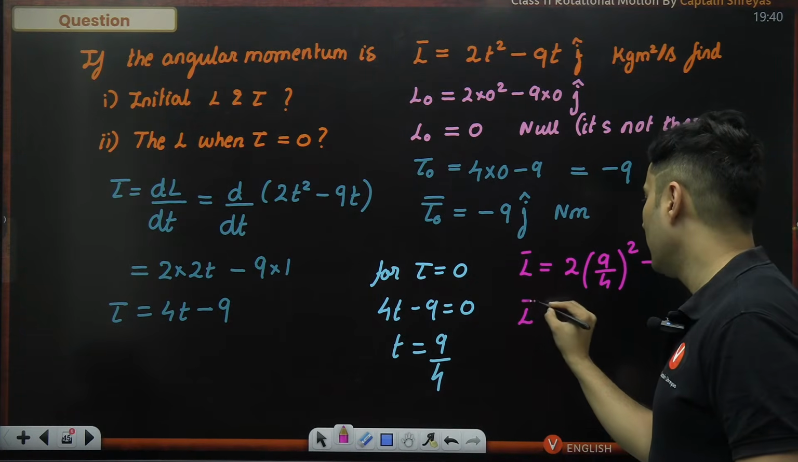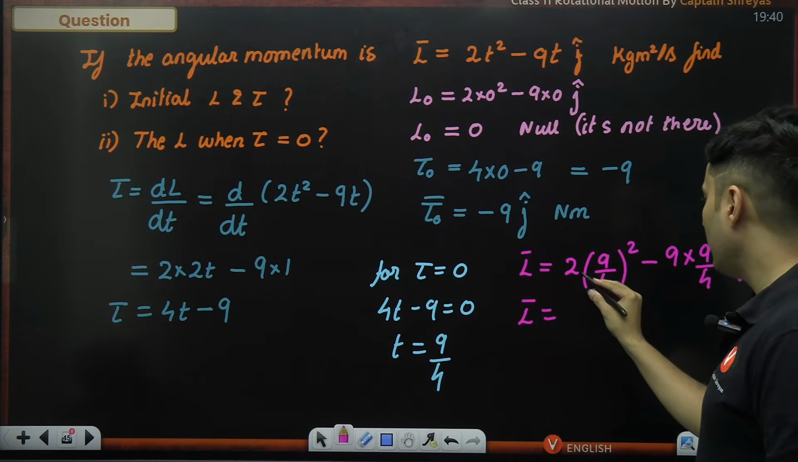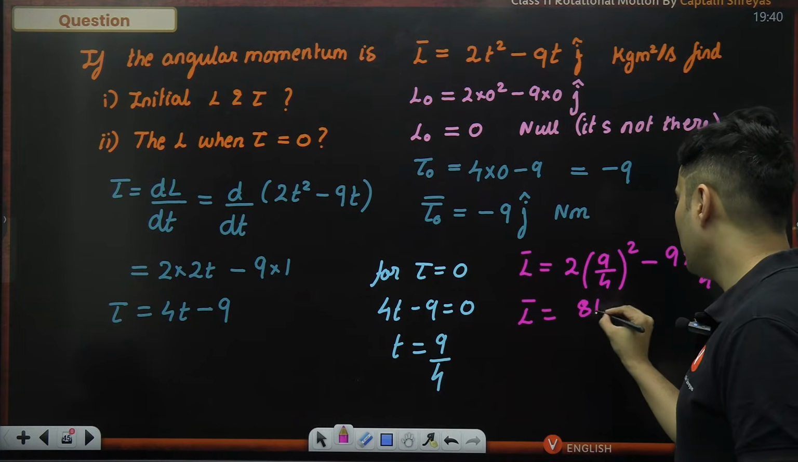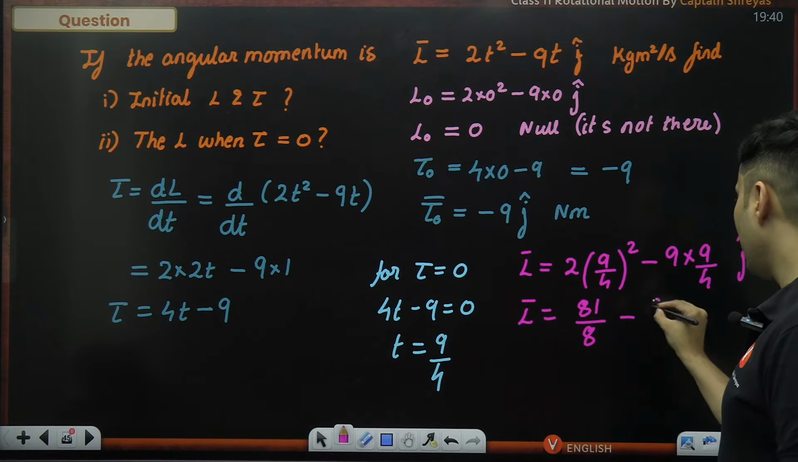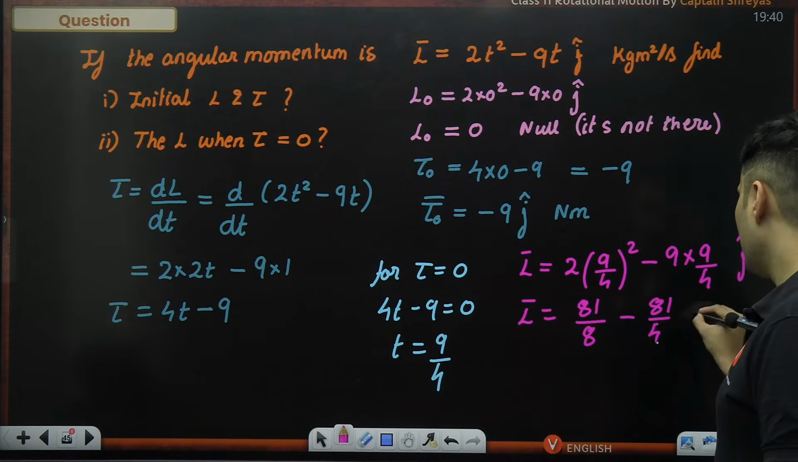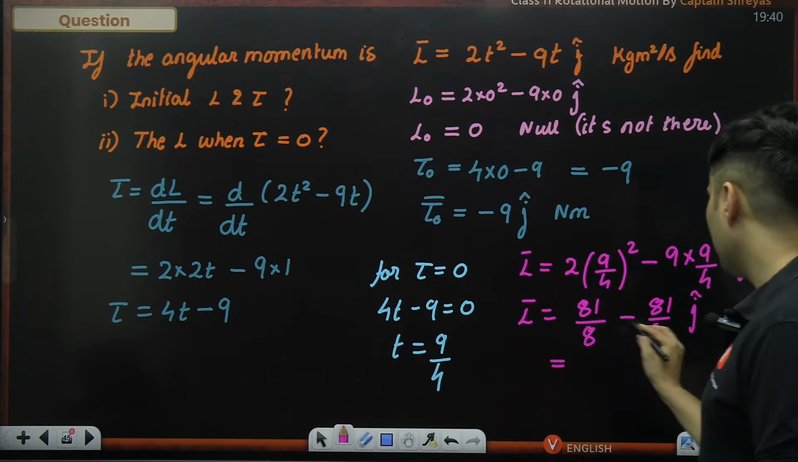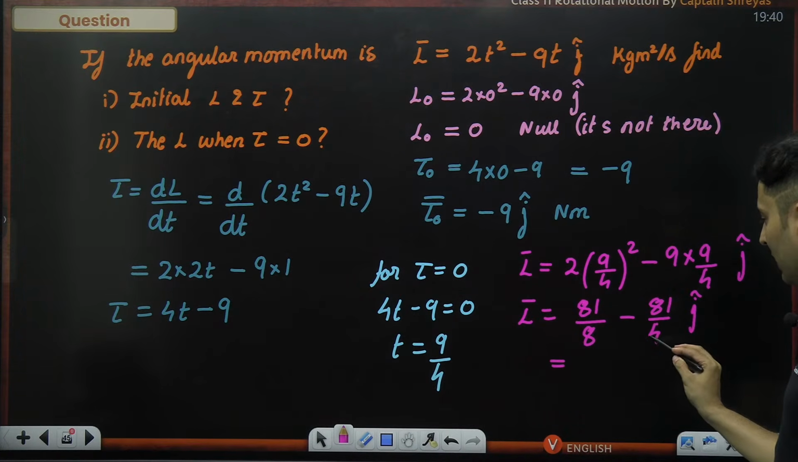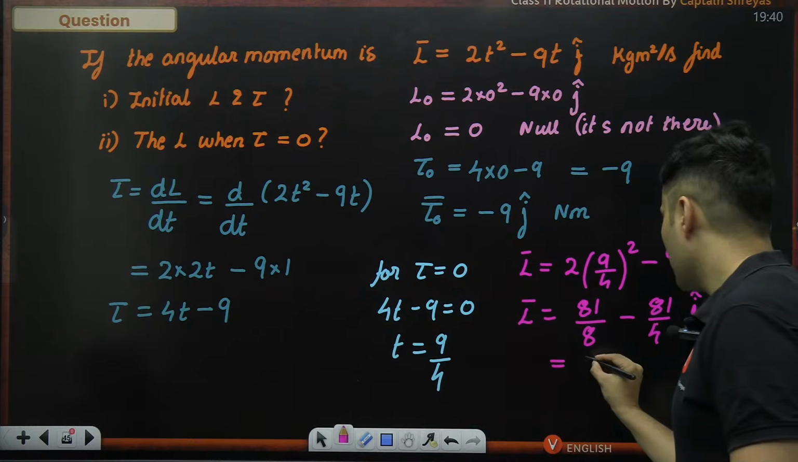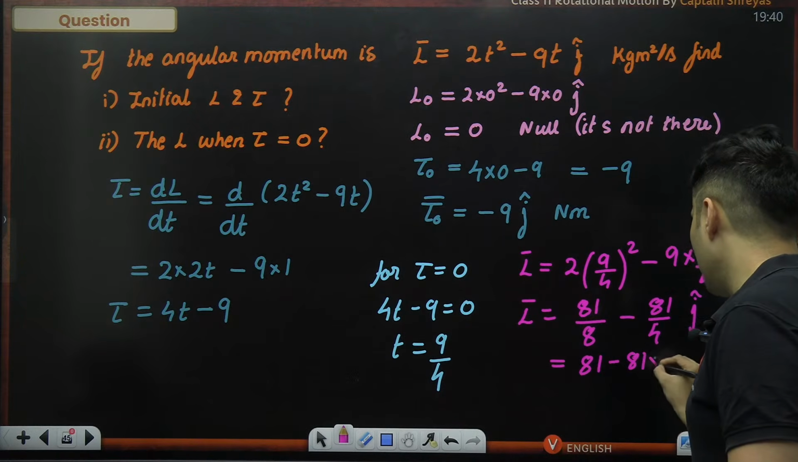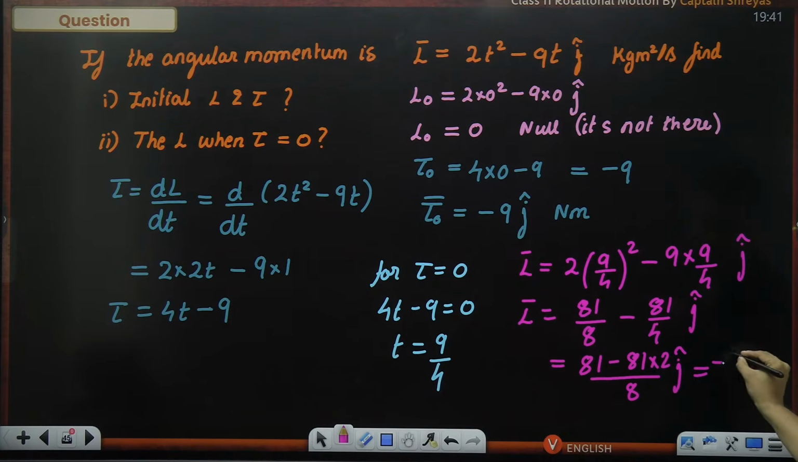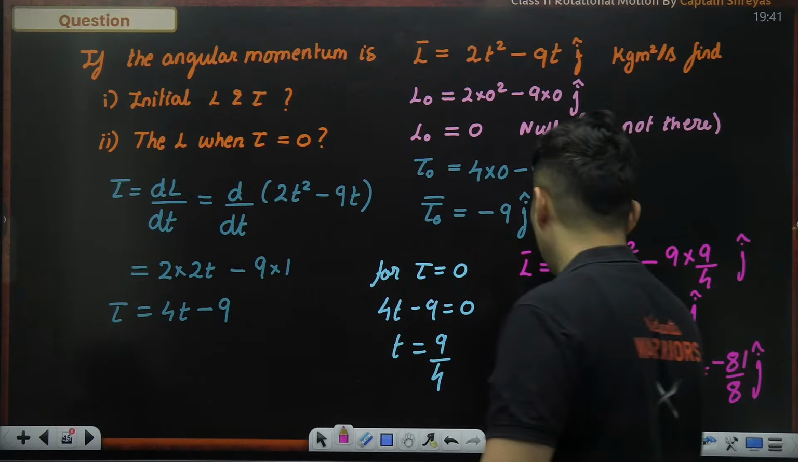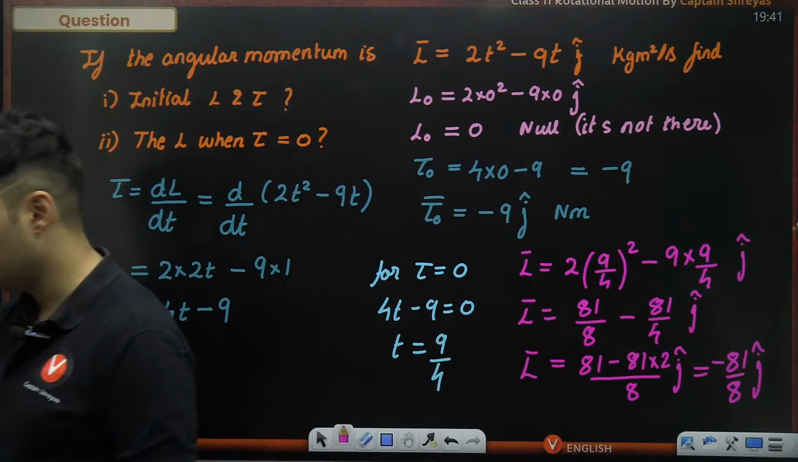That's it. So angular momentum will be, 9 squared is 81, so 81 divided by 4 squared, which is 16. 2 will cancel, so it will become 8, minus 81 divided by 4, j cap. If you make it 8 times, that means you have to multiply by 2. So 81 minus 81 multiplied by 2, divided by 8, j cap. So this will become minus 81 by 8 j cap. That is the angular momentum when the torque is 0.